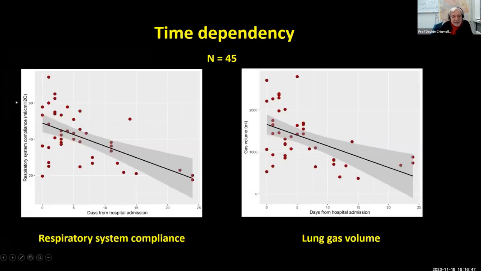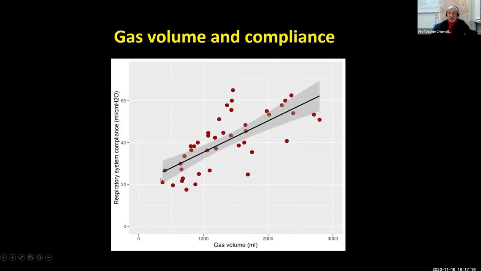And this is the compliance. You see the compliance goes from 60, 70, 80 down with time because the disease progresses and maybe the treatment contributes. A wrong treatment may contribute to a progression of the disease. And the poor lung reacts as it can, with inflammation and fibrosis. Nothing magic. The lung gas volume goes down. And as ever, since we started the CT scan years and years ago, the gas volume and respiratory system compliance are very well related.